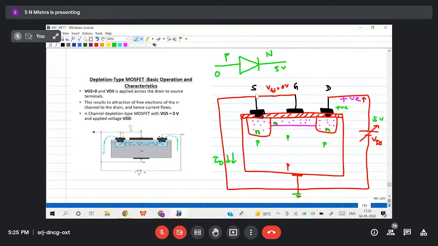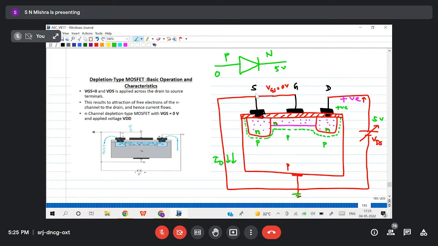So this junction is forward bias or reverse bias? Reverse bias. So there must be some depletion region here. Okay. So I am drawing the depletion region here. So this is your depletion region.